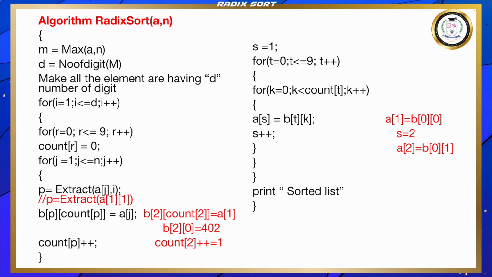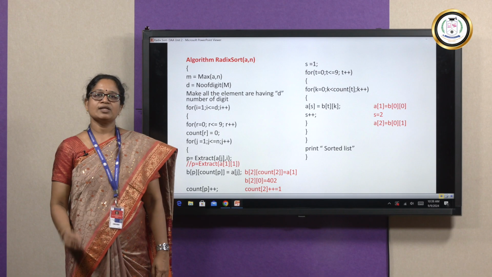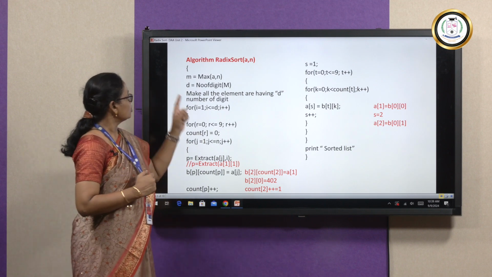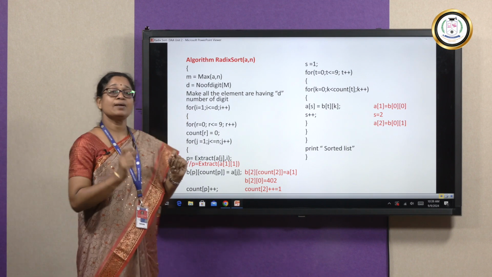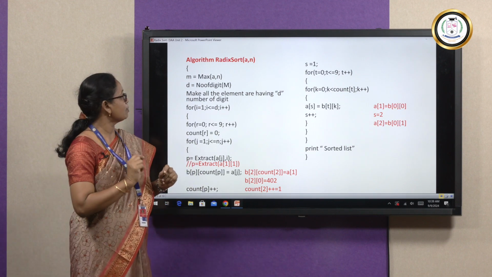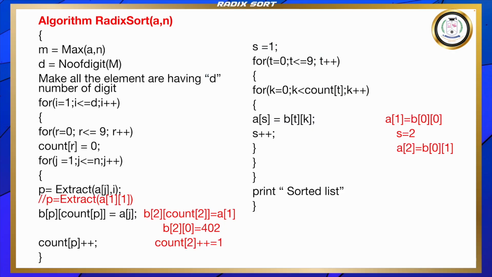The Radix sort takes 2 parameters: one is the input array A, and n is the total number of elements. Here m is the maximum number from the given input array. Find the number of digits of the maximum number m, and let it be d.